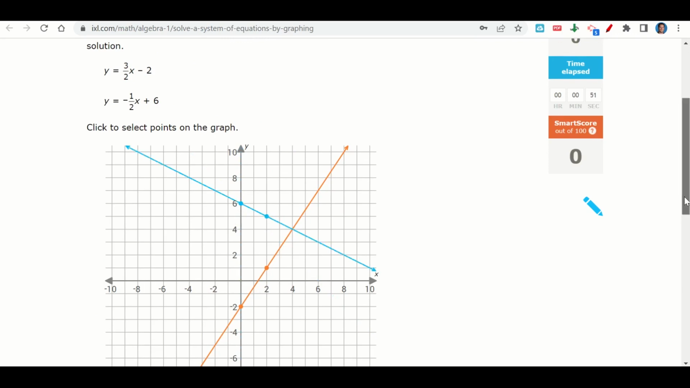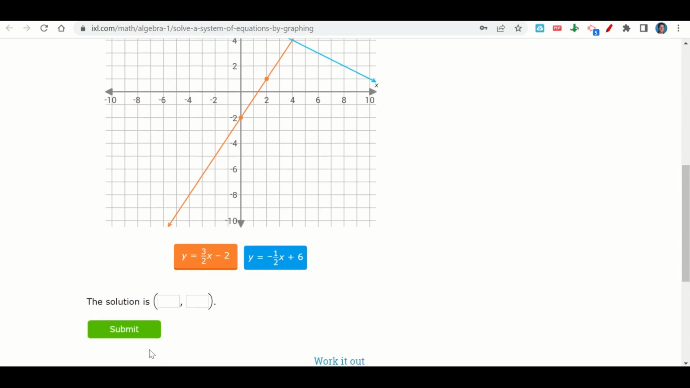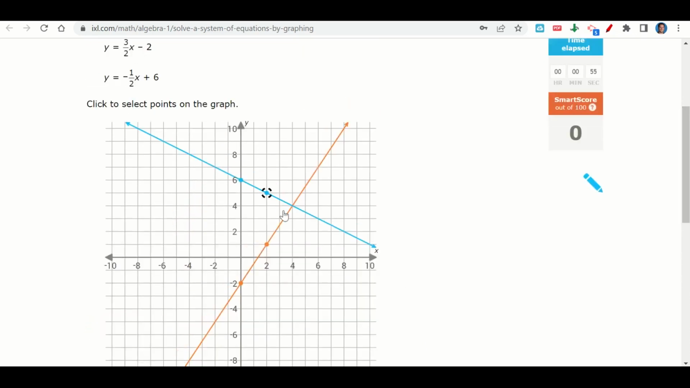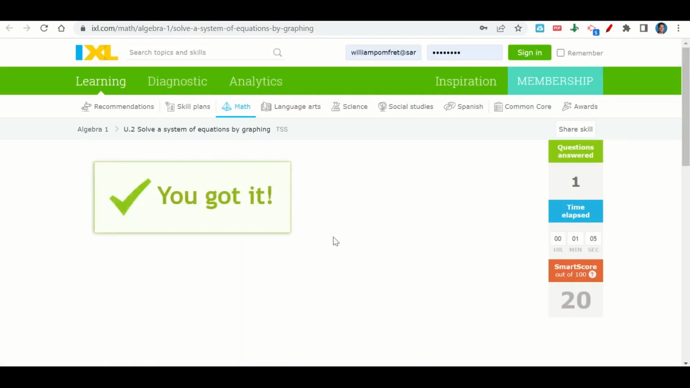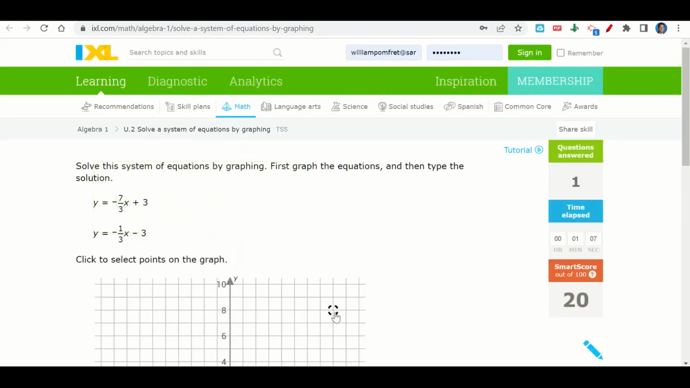So now I've graphed the two, and it wants me to also state what the solution is. So where did they cross? Well, they cross right here, which I can see my x is 4 and my y is 4. So my solution is 4, 4, and I hit submit. It tells me I got it right and gives me another question.